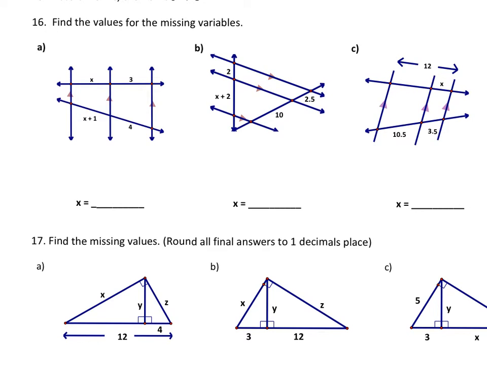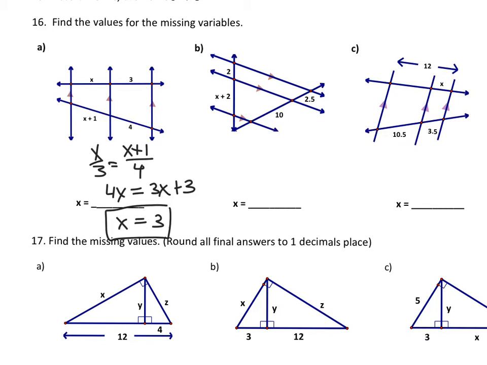In this question, we're finding the value of the missing variables. So this is the side splitter theorem, where we have to set up the split sides in consistent proportion. So one way to do 16, and there's multiple ways, would be to say x over 3 is equal to x plus 1 over 4. When you cross multiply, you would get 4x equals 3x plus 3. So subtracting 3x from both sides, you would get x equals 3. So that's your answer for the first one.